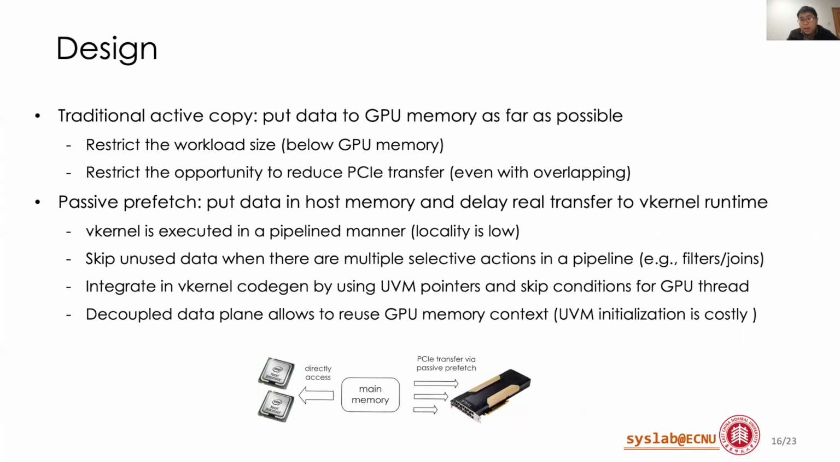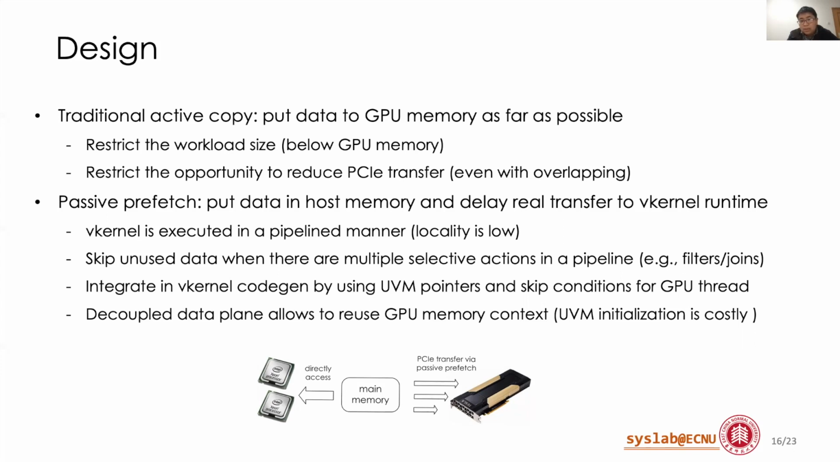Unlike deep learning and HPC, the PCIe transfer easily becomes a bottleneck in data-intensive analysis. A traditional active copy will pull data to GPU memory as fast as possible. However, in data analysis, this strategy will restrict the workload size and the opportunity to reduce the PCIe transfer. A well-known optimization of active copy is to overlap PCIe transfer with computing. Technically, even with perfect overlapping, the throughput of GPU execution cannot exceed the bandwidth of the PCIe bus.